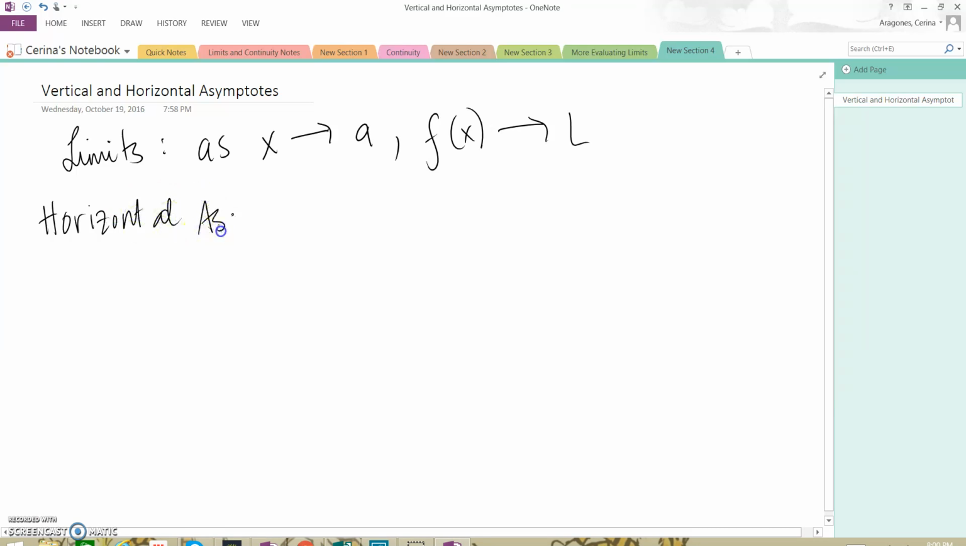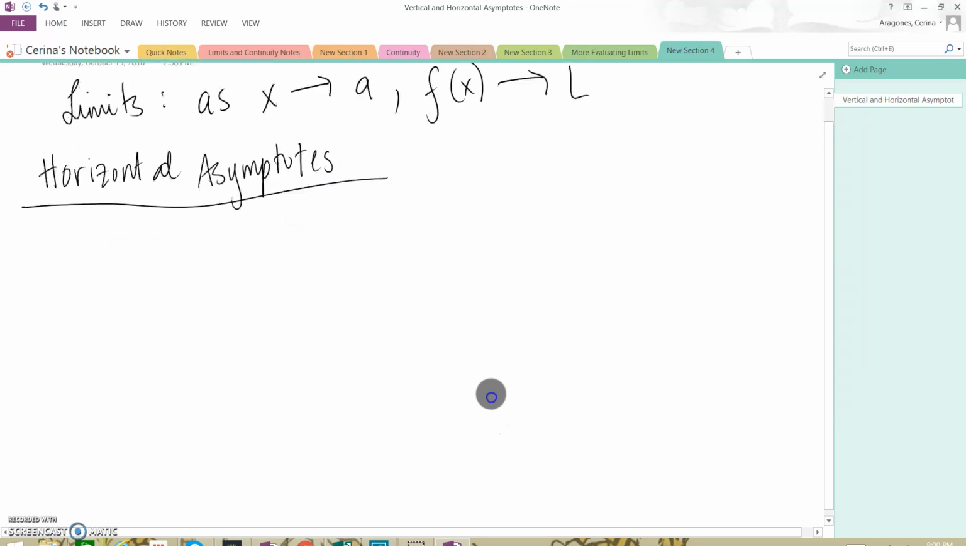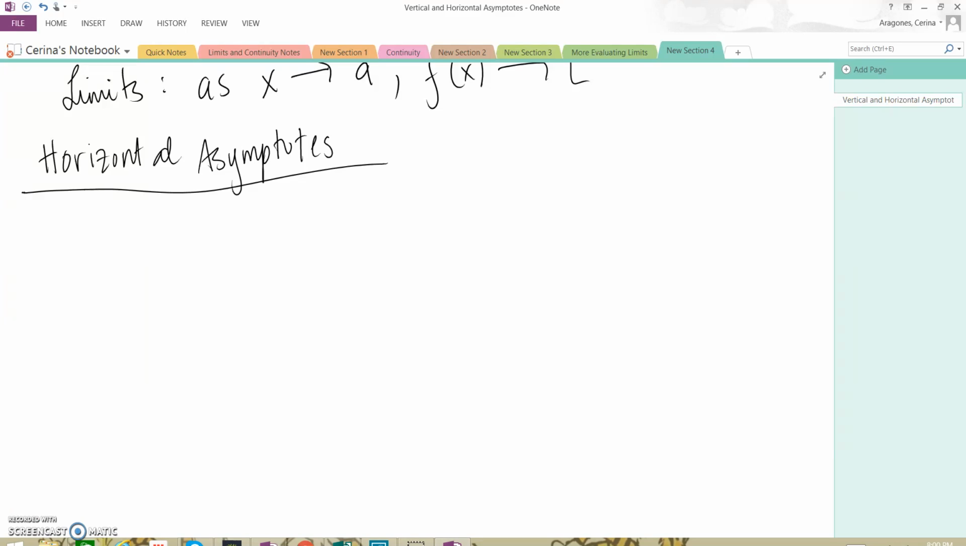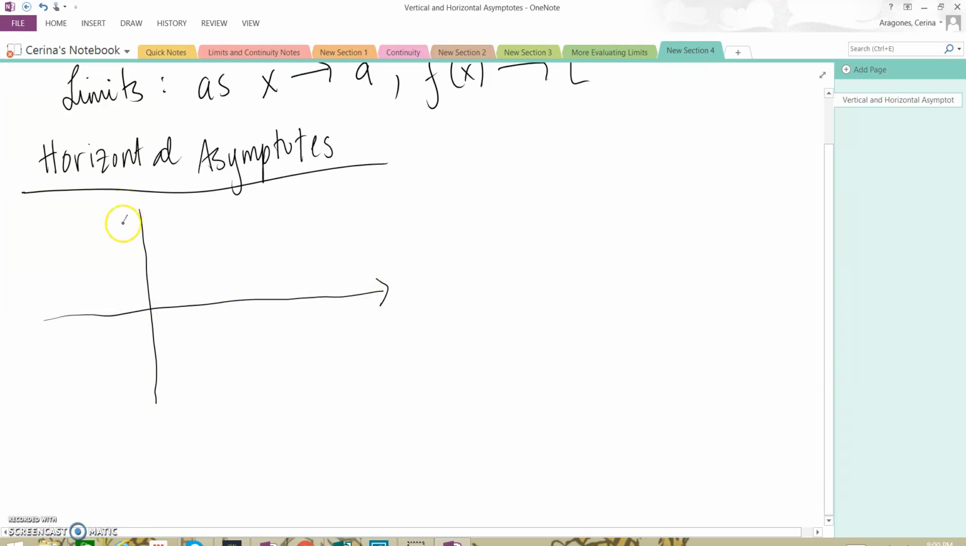Essentially, horizontal asymptotes are values, y values, such that, well, maybe I should just draw a picture first to show you. So let's do a quick picture. So let's say we have a horizontal asymptote at some value y equals a.